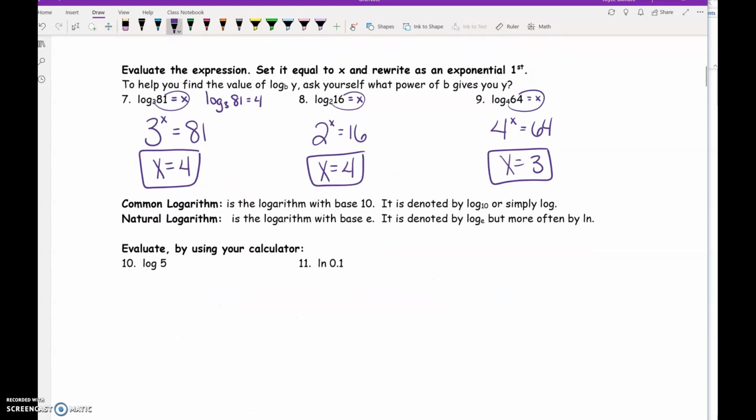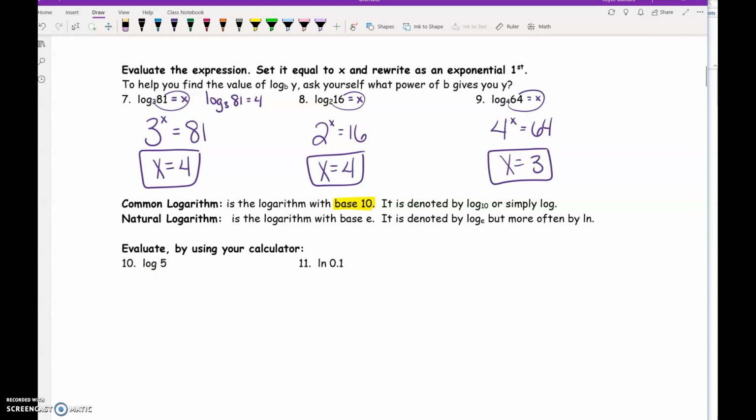Now, these logs all have bases. There is something called the common logarithm. If you see something like number 10, do you see how right down here there's no base? If you see a log with no base, that means that it is base 10. So this log with no base means that it's base 10. We simply write log to be log base 10. And if you look at your scientific calculator, there is a log button. That log button is base 10.